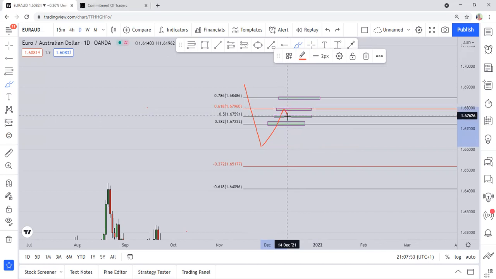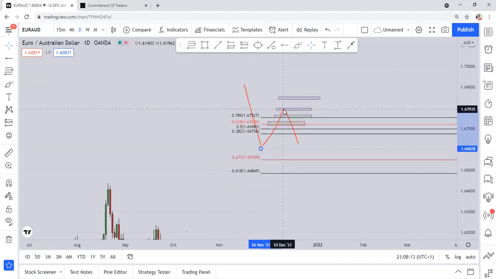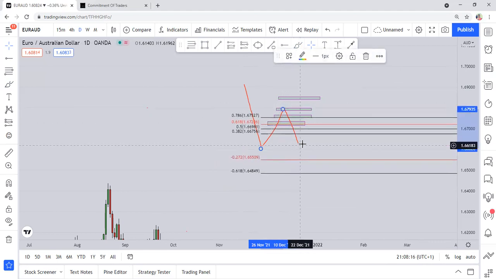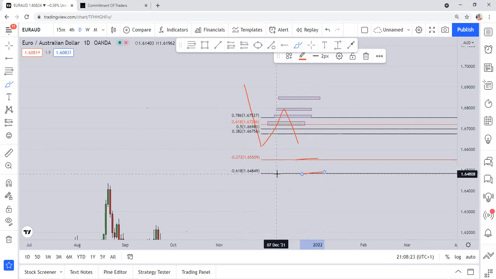And from this level, you notice it started creating another impulse, making another move to the downside. How do you know your take profit level for the next impulsive move? All you need to do is move your Fibonacci to this, make this your next high. You want to know your take profit level. This is your first take profit and this is your second take profit, which is the 0.618 Fibonacci ratio.